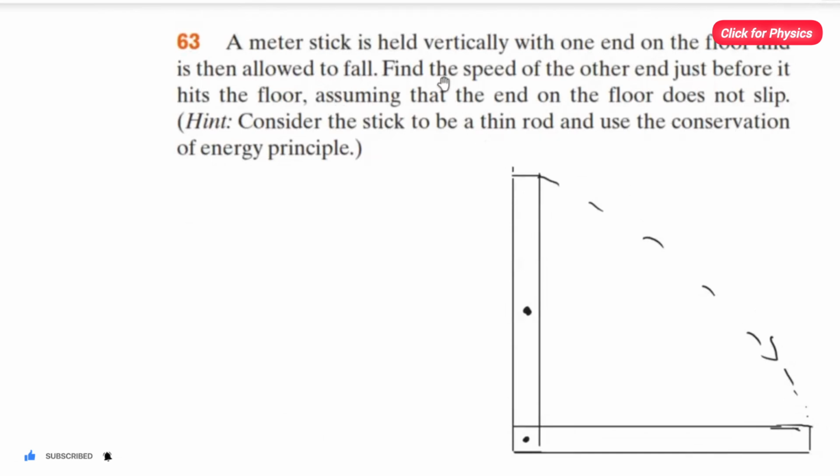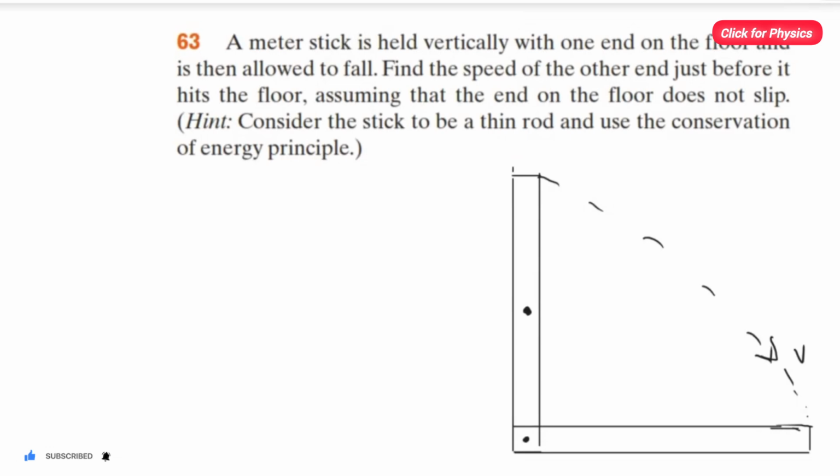What we have to do is find the speed of the other end just before it hits the floor. When you allow this meter stick to fall, it will follow this dotted line. Am I right? So when you leave this other end, what will happen? The meter stick is about to fall on the floor. Now we have to find the speed of the stick when it is about to hit the floor.